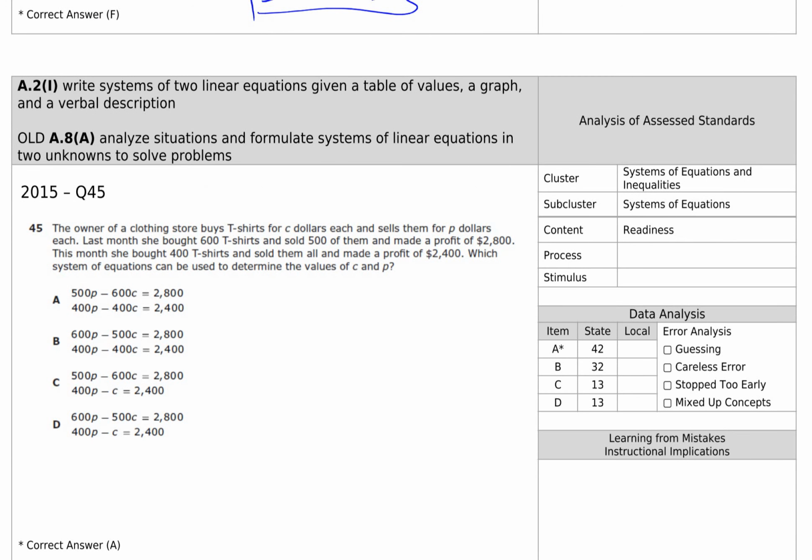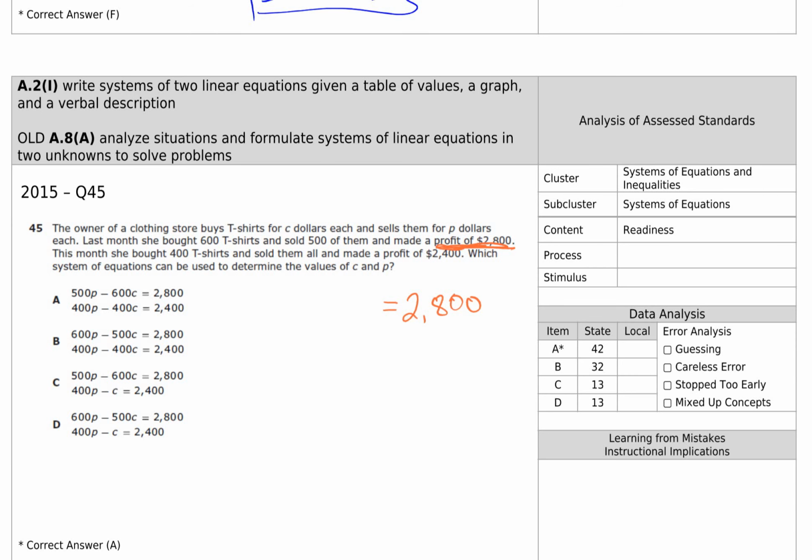Alright, last word problem. The owner of a clothing company buys t-shirts for C dollars and sells them for P dollars. Last month, she bought 600 t-shirts and sold 500 of them and made a profit of 2,800. So to solve this problem, you have to know something about how business works. The profit of 2,800 is our total. That's the end result of what's going to happen.